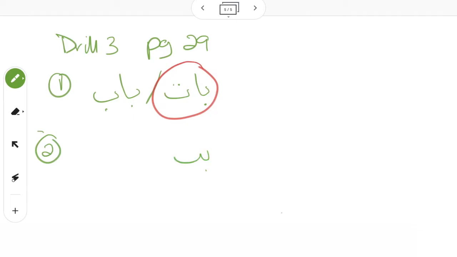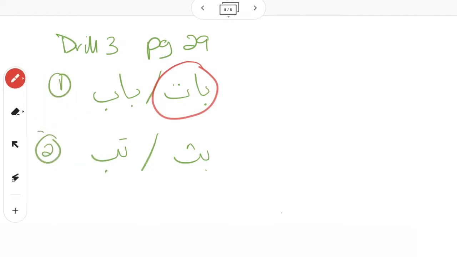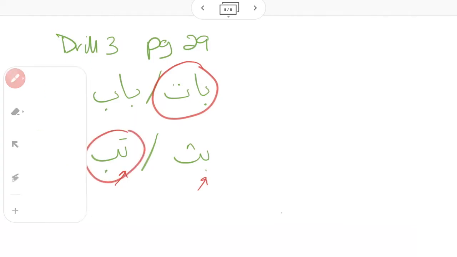Number 2. Tub. Tub. Tub. What letter does it start with? T, the T sound. So which one of these two starts with the T sound? Remember, we start from right to left. This one. Very good.